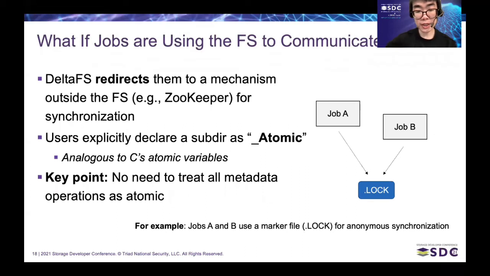So one example, as we show in the slides, is we have two jobs. They want to achieve some exclusive access to some shared data. So they decided that they will do this by creating a log file. So if they see a log file, they will back off, wait until some time and try again. So DeltaFS can redirect this specific log file operation to Zookeeper for global synchronization, while other file system namespace is kept private to different jobs.